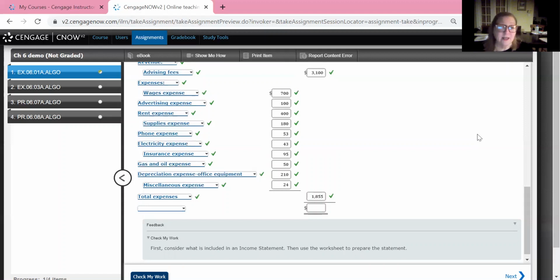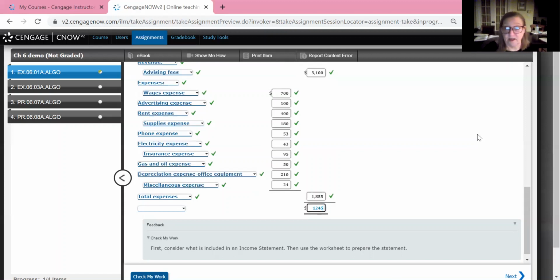So I can finish my income statement by just saying, okay, the revenue is 3,100. The expenses are 1,855. So what is my net income? Well, all I have to do is subtract it. 3,100 minus 1,855, 1,245.